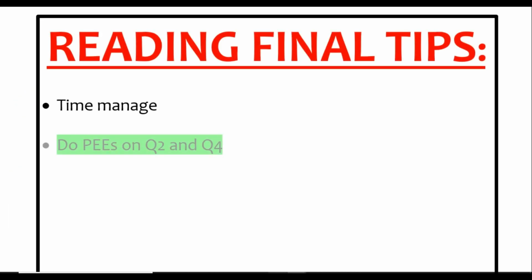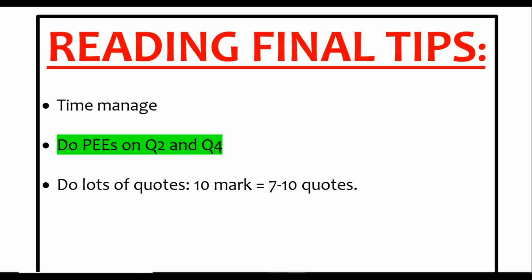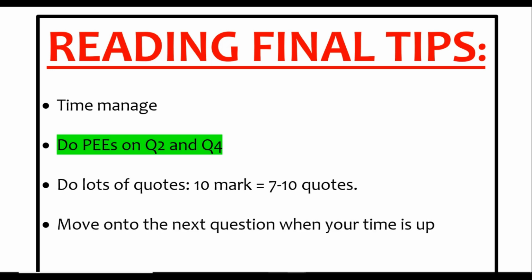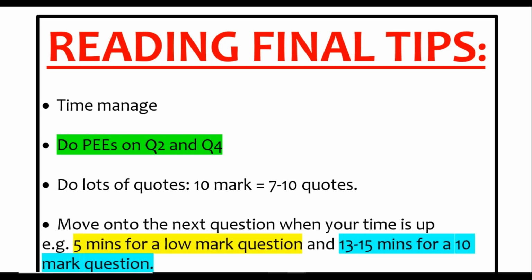Okay, final tips, time management. Do PEs on question 2 and question 4, i.e. the 10 mark how questions. Do lots of quotes. If you're doing a 10 mark question, try to do 7 to 10 quotes. For the last question, try to do 5 or 6 quotes. Move on to the next question when your time is up. So 5 minutes for a low mark question and 13 to 15 minutes for a 10 mark question.